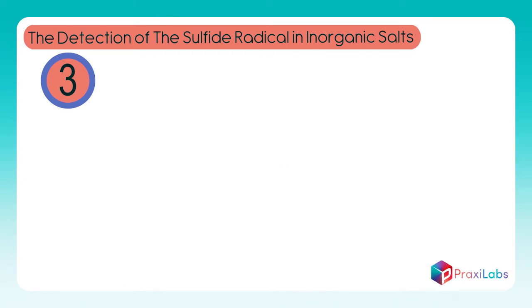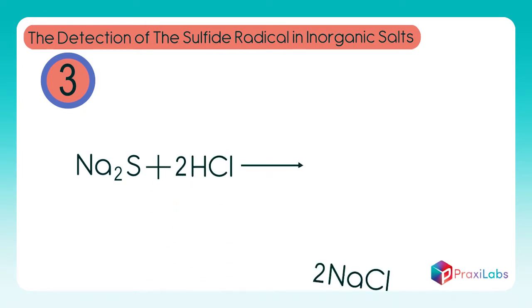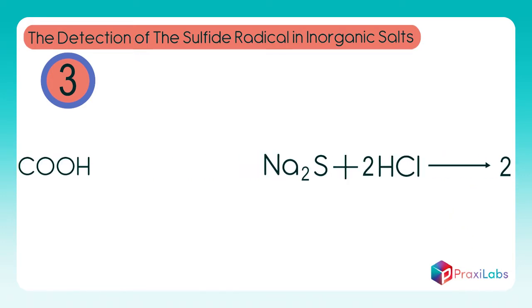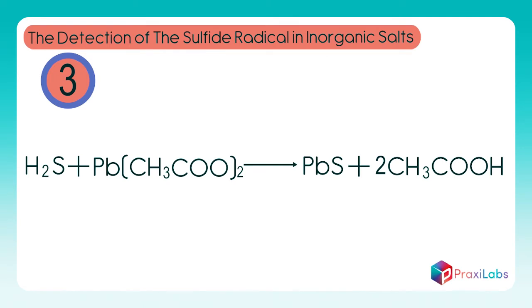The reaction takes place as follows. The sodium sulfide salt reacts with dilute hydrochloric acid, producing sodium chloride salt, and hydrogen sulfide gas evolves, and the color of the lead acetate paper at the nozzle of the tube turns to black, as a result of the formation of lead sulfide.